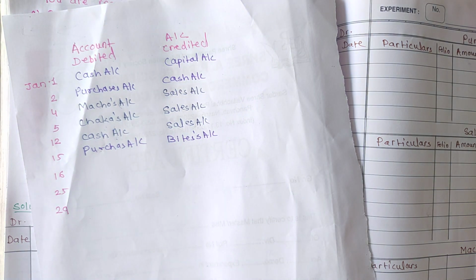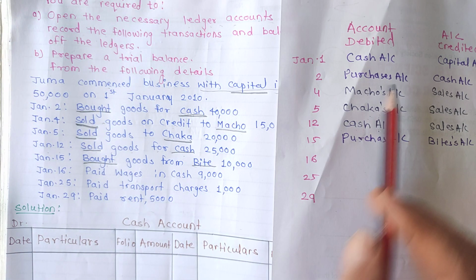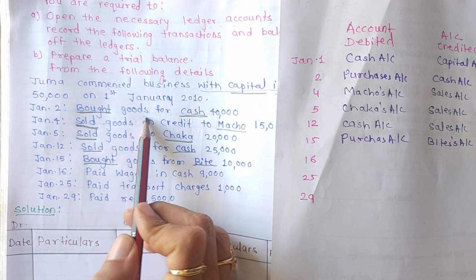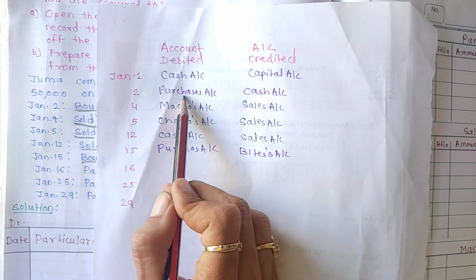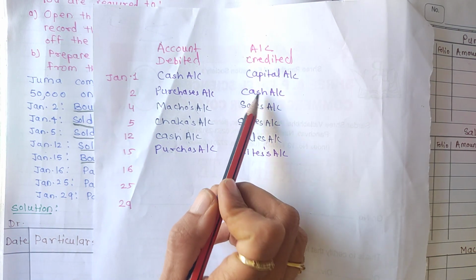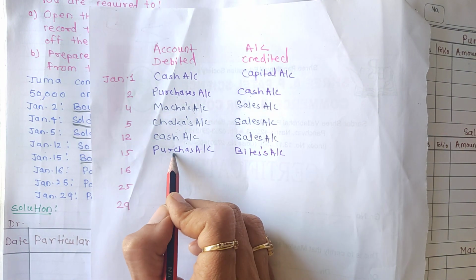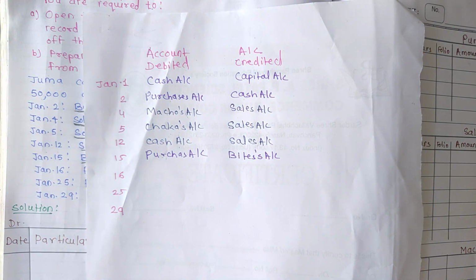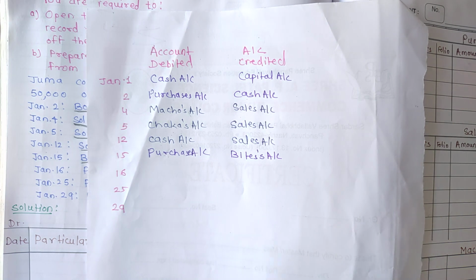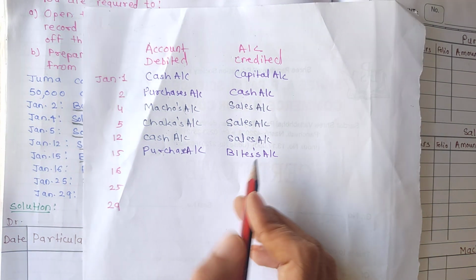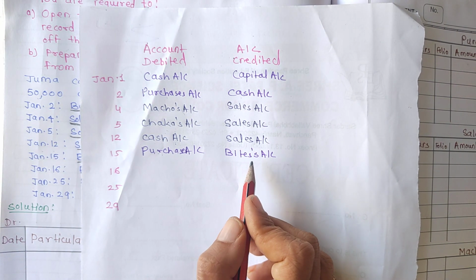Now here you can see the transaction on 2nd January also bought goods, but it is for cash. So here purchases account is debited and cash account is credited. But when it is bought on credit, you have to debit purchases account and credit Byte's account, that is the creditor's account.